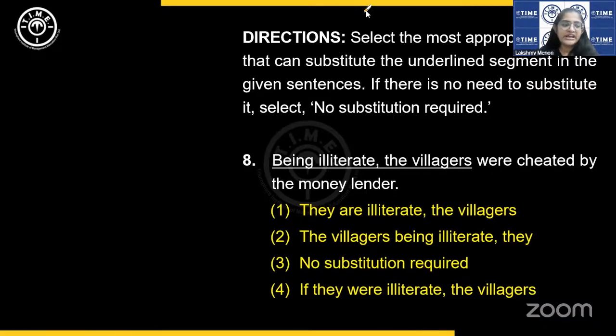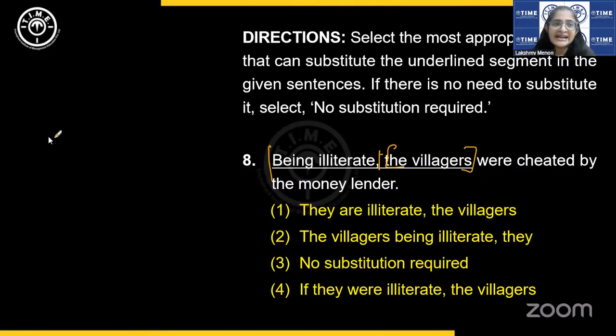Being illiterate, see, in such statements, a very common error is when this part and this part refer to different people or different entities. Then we say misplaced modifier, dangling modifier, etc. Let me give you an example since you are listening and responding so beautifully.